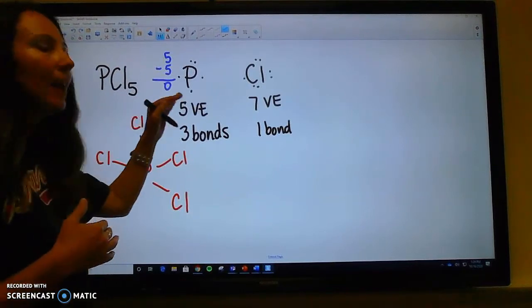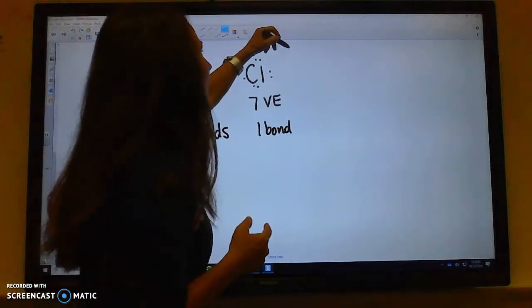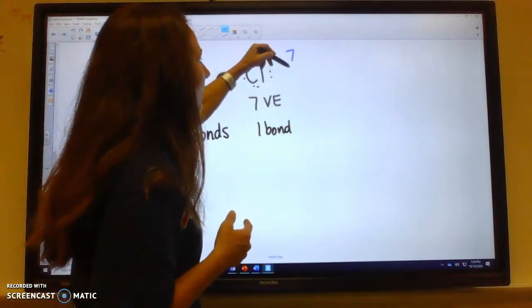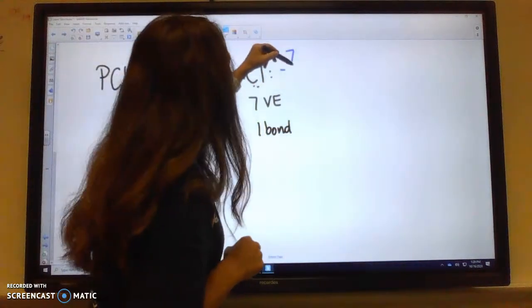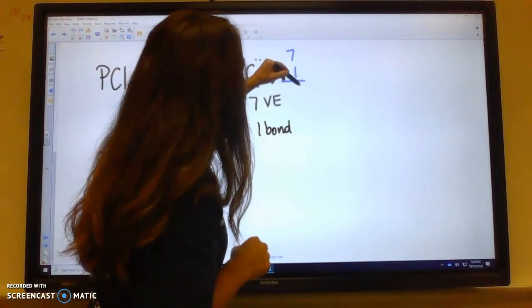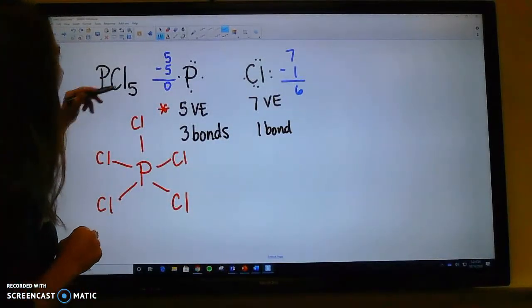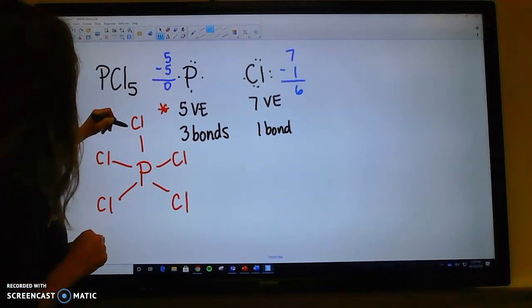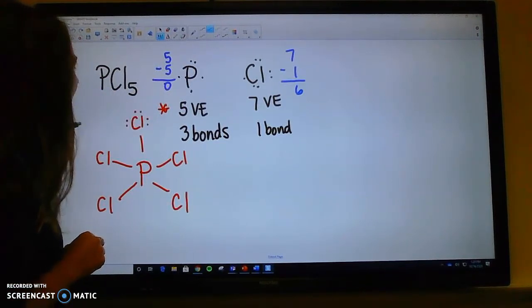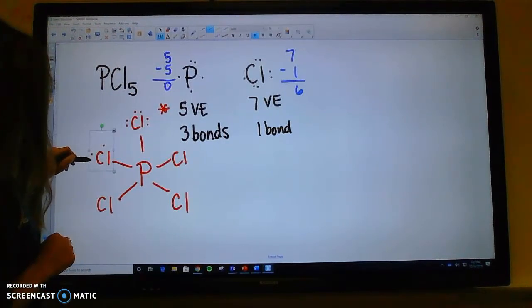Now each chlorine, we have to take it case by case. Each chlorine has 7 valence electrons. We're going to subtract the number of bonds. Chlorine's just going to make 1, so you're going to have 6 dots left on each chlorine. Let me do this in red so it'll kind of stand out. So 1, 2, 3, 4, 5, 6 on all the chlorines. Draw that in.